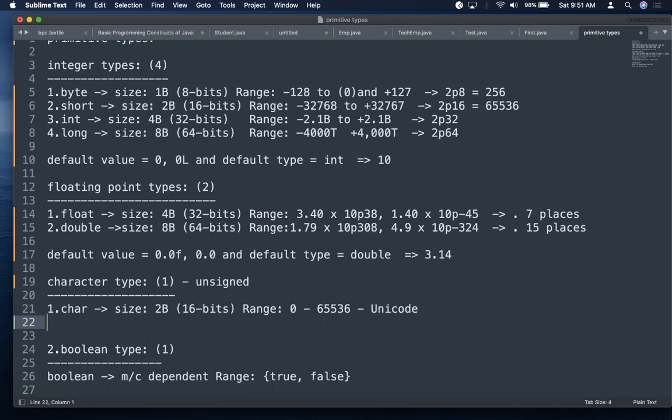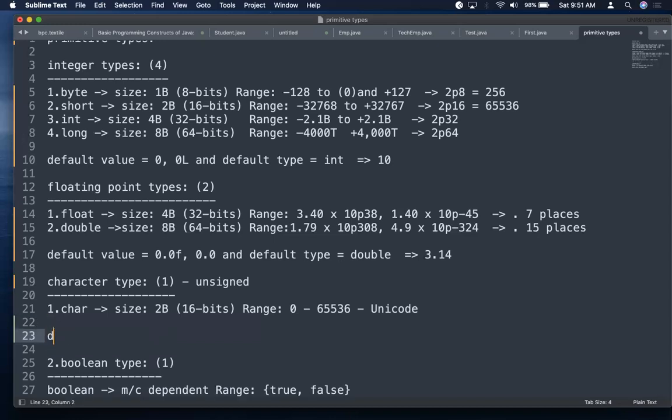This is a single data type, so you don't have a default data type. But the default value is important. What is the default value for a character? The default value of a character is \u0000, because it's Unicode. \u means Unicode followed by a hexadecimal number. 0000 is nothing but 0, so we have a null character. It's a non-printable character.